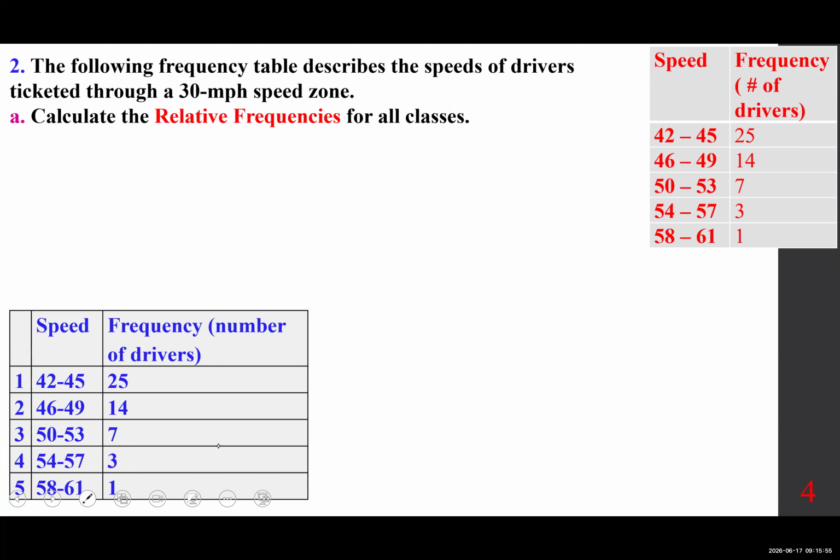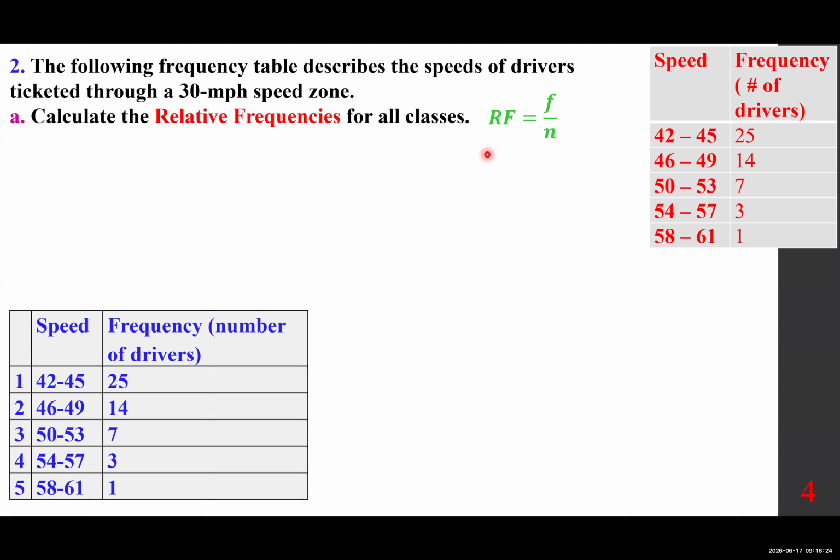All right, so now the following frequency table describes the speeds of drivers ticketed through a 30 miles per hour speed zone. Calculate the relative frequencies for all classes. So what is given is the frequency distribution table. As we said, RF, or relative frequency, simply is F over N.